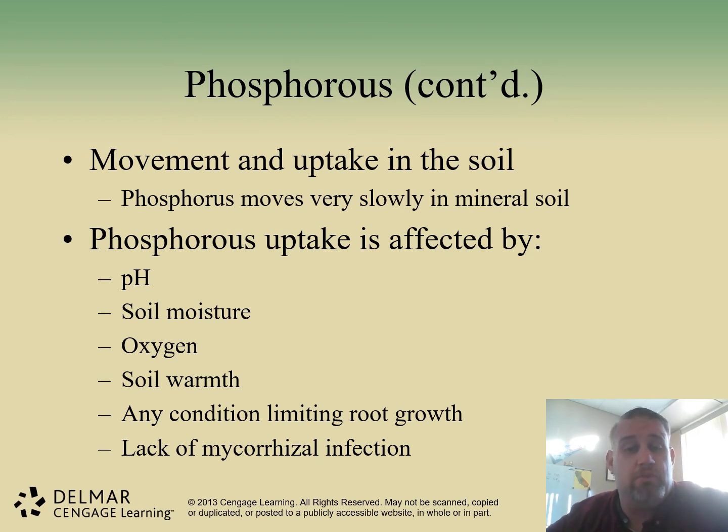As I said, phosphorus moves very slowly within the soil, and this can be affected by pH, because the phosphorus will become unavailable. Soil moisture due to lack of movement. So obviously we need to have moisture to move these products within the soil. If there is a lack of oxygen or the soil is not warm enough, then we have a problem with the phosphorus not being able to be taken up.